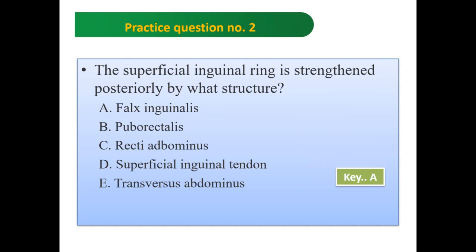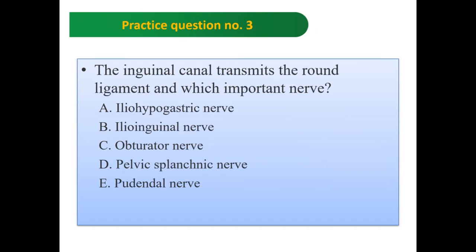Okay, can you do the third question? The inguinal canal transmits the round ligament and which important nerve? A. Iliohypogastric nerve, B. Ilioinguinal nerve, C. Obturator nerve, D. Pelvic splanchnic nerve, E. Duodenal nerve. Your answer? B, ilioinguinal nerve.